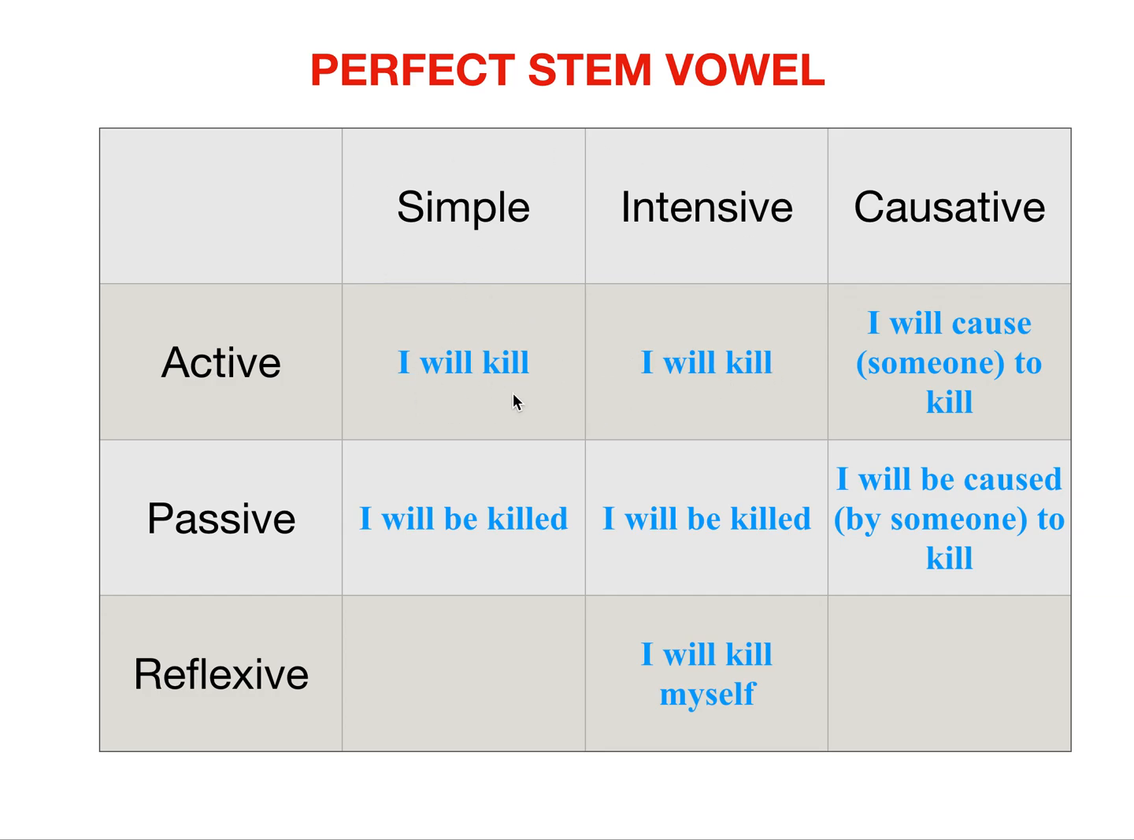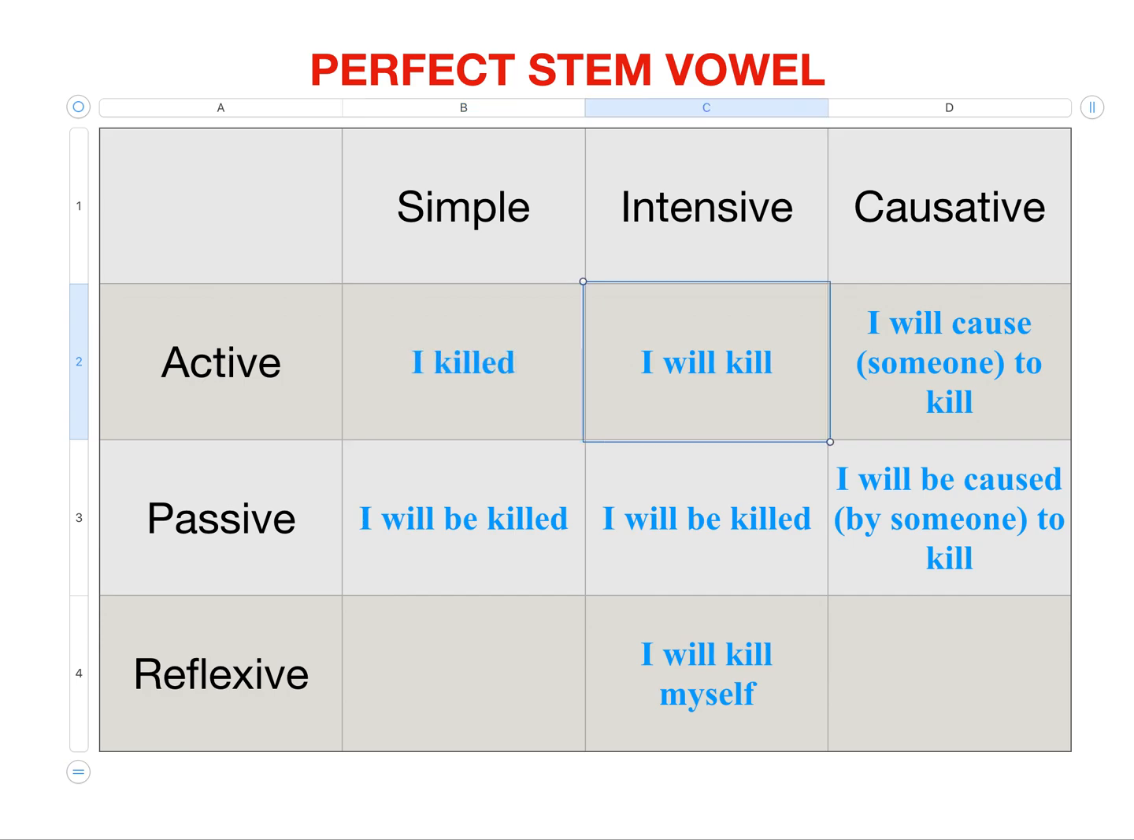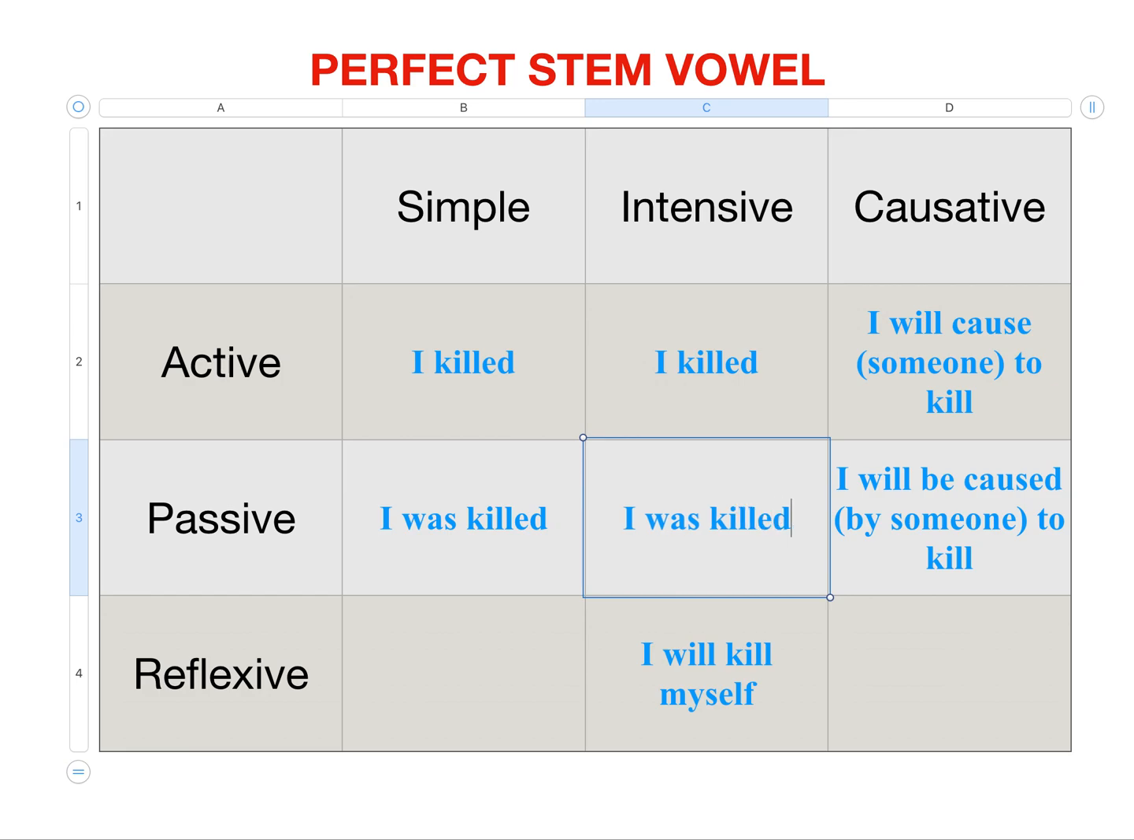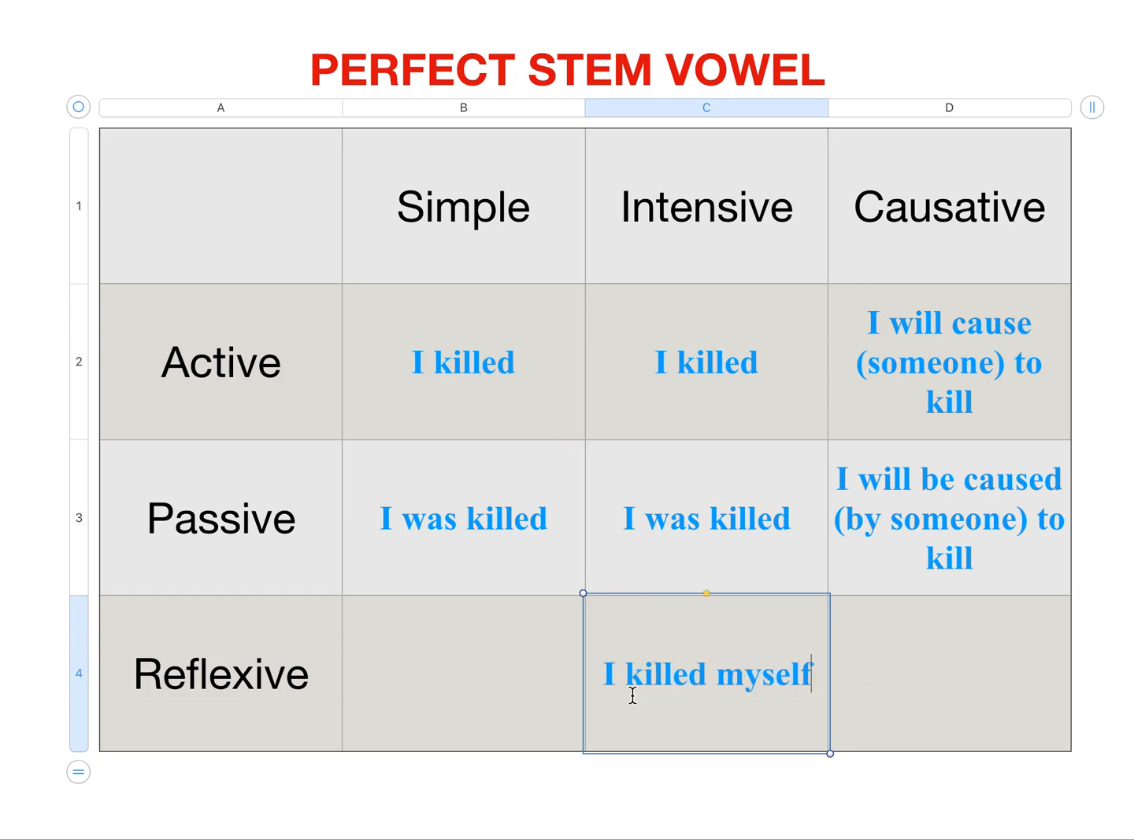I will kill, or in the perfect, it would actually be in the past tense. So let's start with I killed for both kal and pi'el. For the passive of kal, the nifal is I was killed. Same for the pual, I was killed. And finally, the reflexive of pi'el, the hitpael, would be I killed myself. The doer and the receiver of the action is the same. So I killed myself, I taught myself, I fed myself, etc.